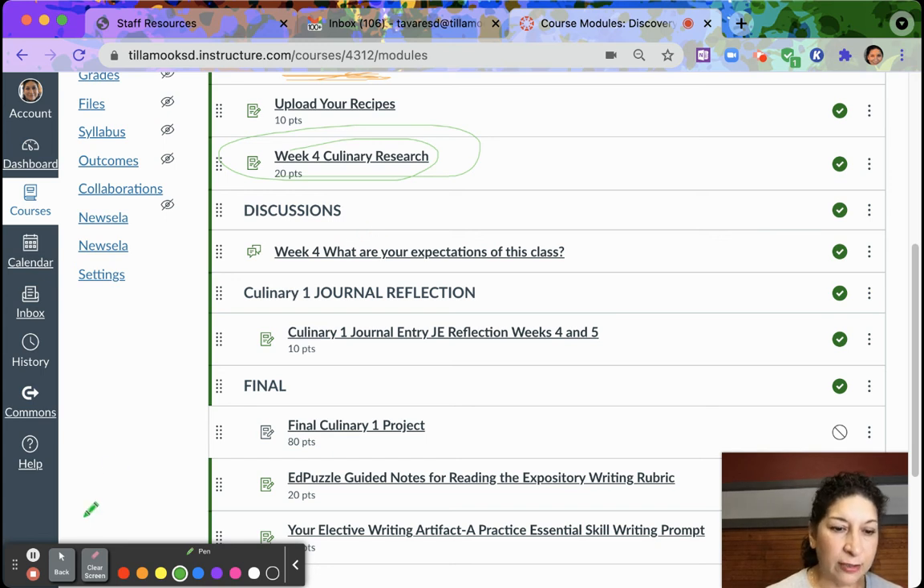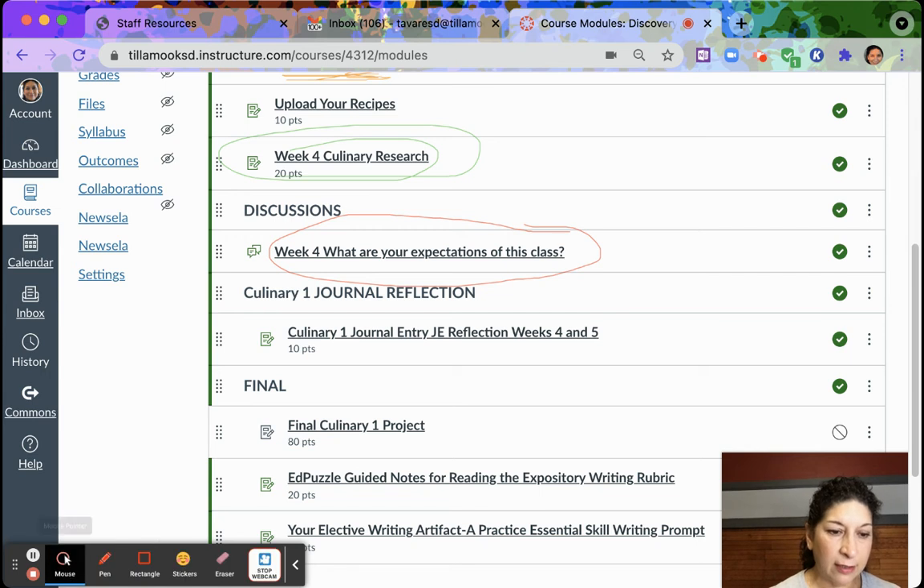And then we get into a discussion. I wanted to know, what are the expectations of the class? What do people think they want to learn and get from the class? Let's go back. Then we have a journal entry.